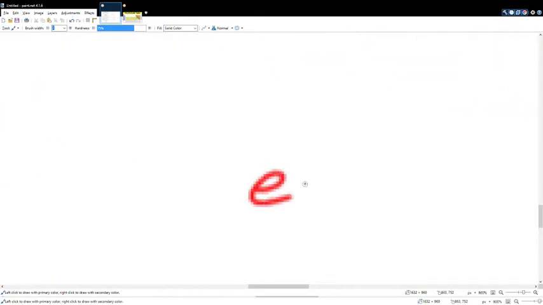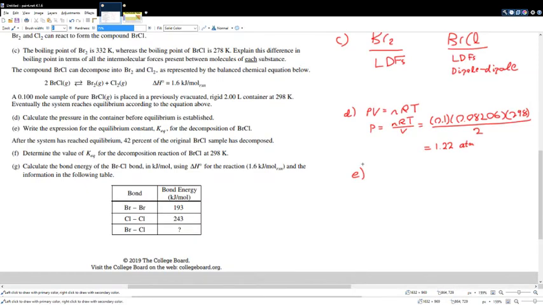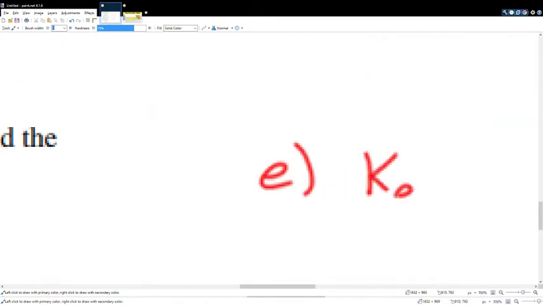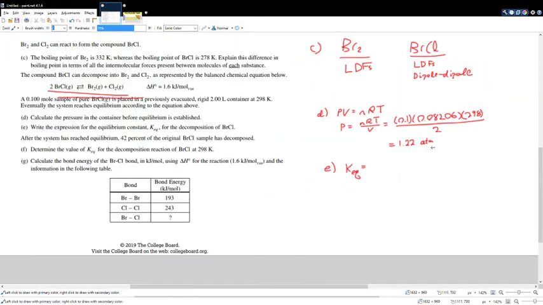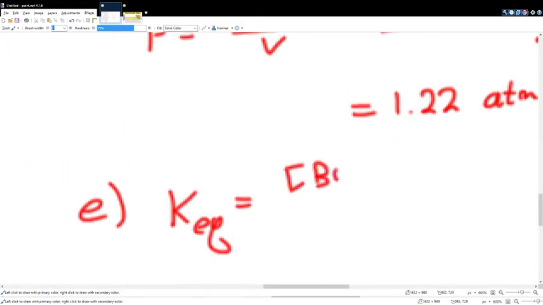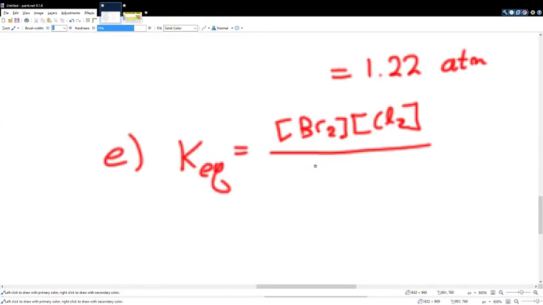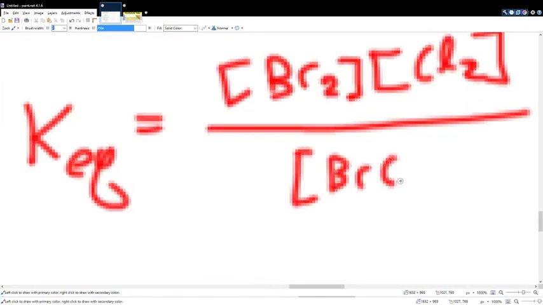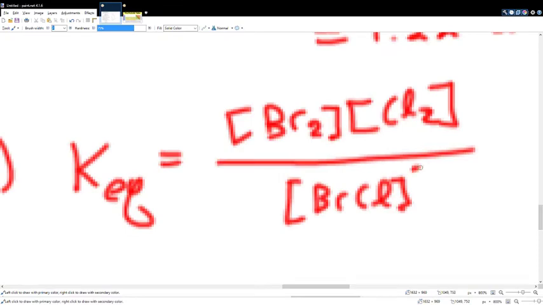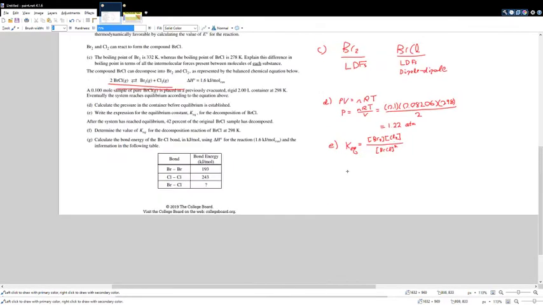And part E says to write the equilibrium constant expression for the decomposition of BrCl. It gives you the reaction, and it's simple products over reactants. So Keq is equal to the product of the concentrations of Br2 and Cl2 over BrCl, and the coefficient in the reaction is 2, so you have to square that. And that's part E.